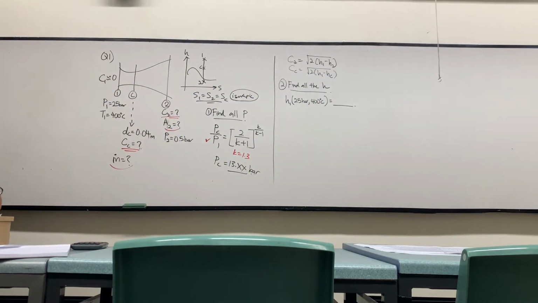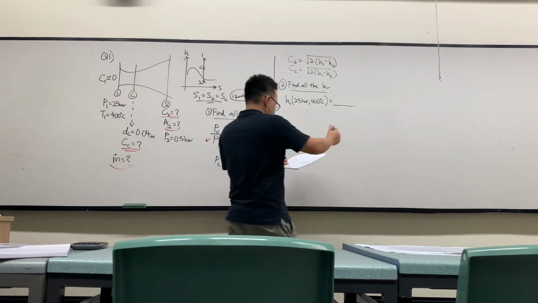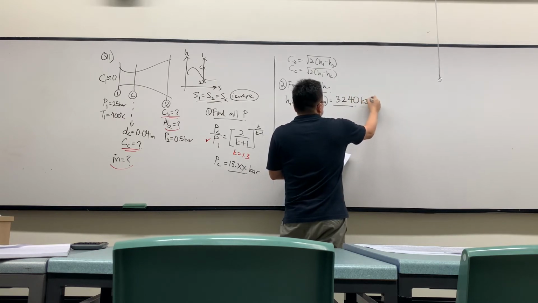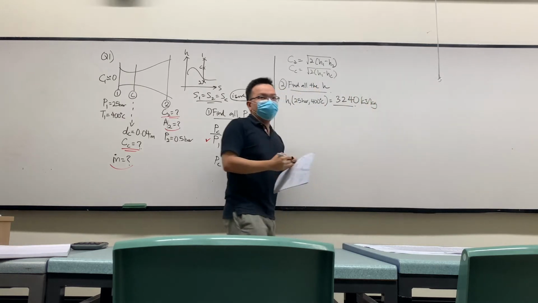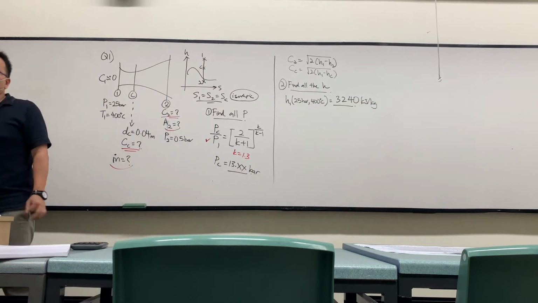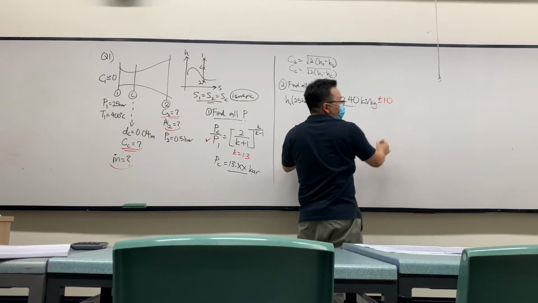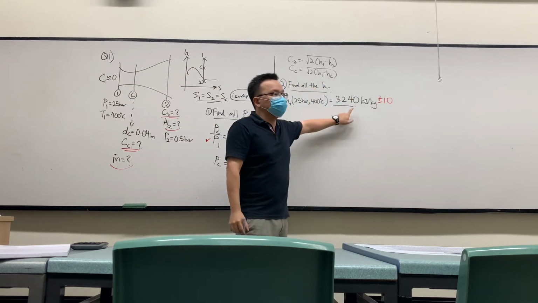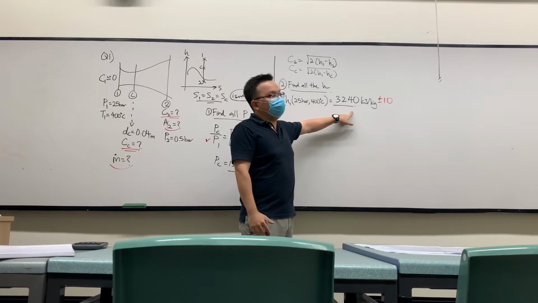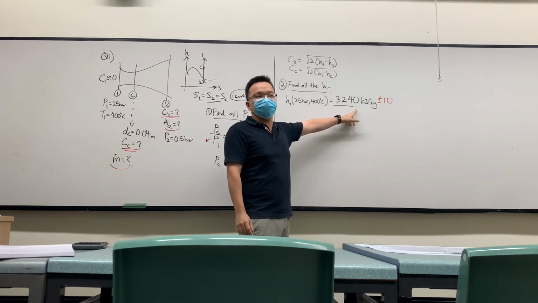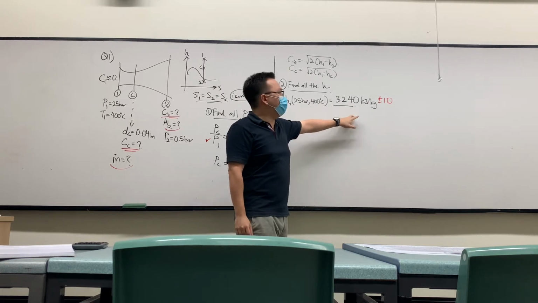How much? 3 2 how much? 6 0. Lower. Listen, you see my value on the board? I give you plus minus 10. You give me 3230 or 3250. Acceptable. Okay, so you should get this one plus minus 10.